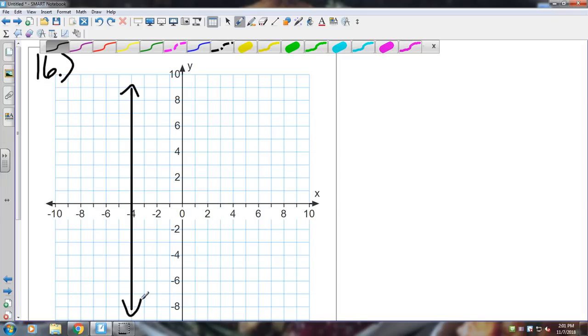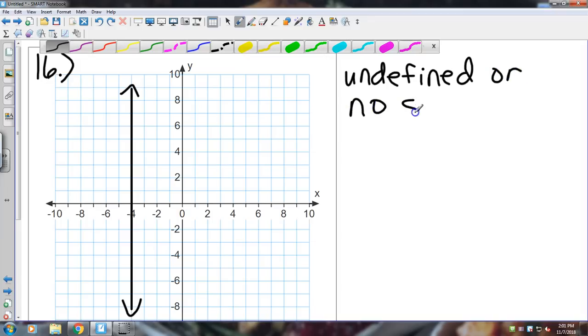What's the slope of a vertical line? Undefined, or no slope. Again, you don't have to put both, just one or the other will work. I accept either one, I don't care. Okay, undefined or no slope. What's the x-intercept? It hits the x-axis at negative 4, right? Good.